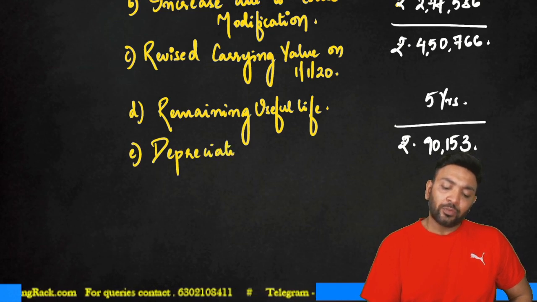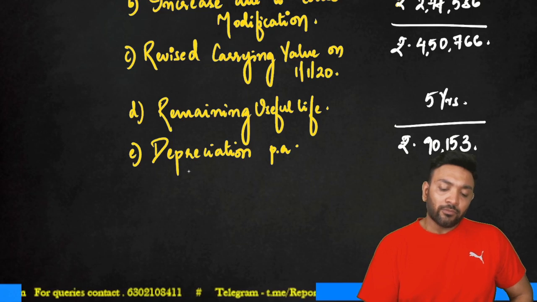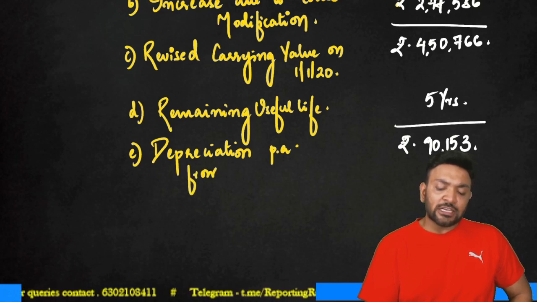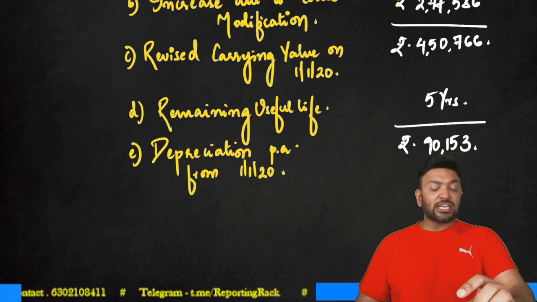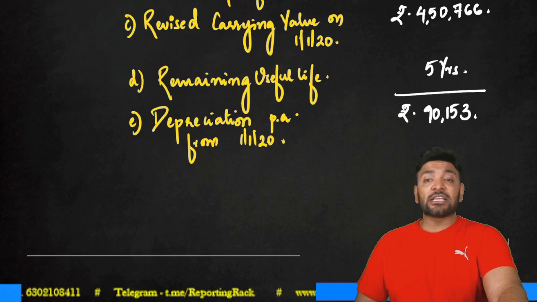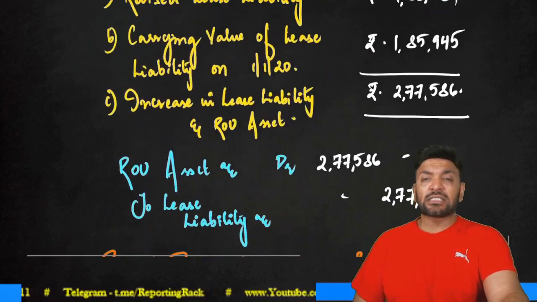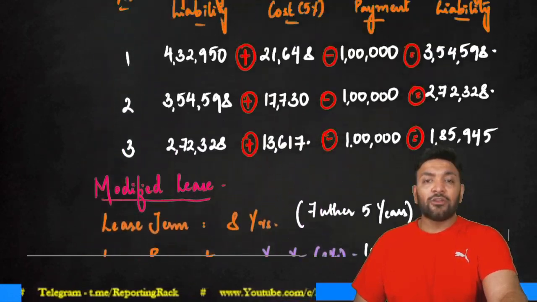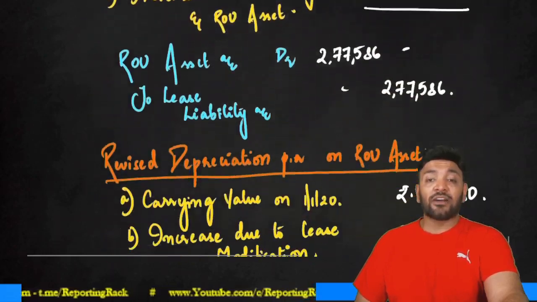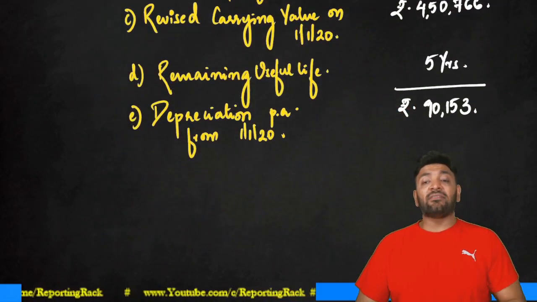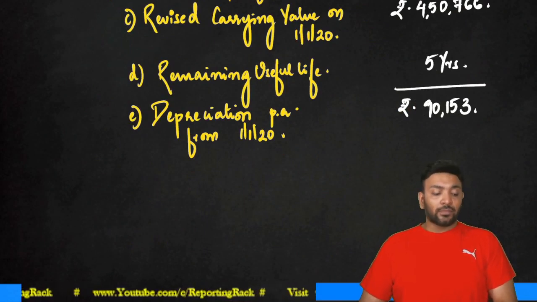Depreciation per annum from 1st Jan 2020, subsequent to the date of modification, I'll have to charge a depreciation of 90,153. What was the earlier depreciation? It was 80,000 some change. You remember the earlier 86,590. Now 86,590 got revised, and today I will charge a depreciation of 90,153 instead. Clear?